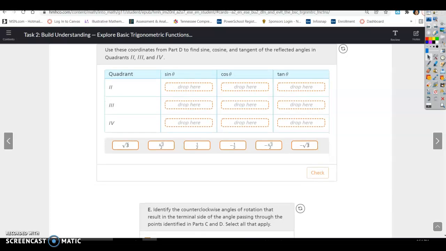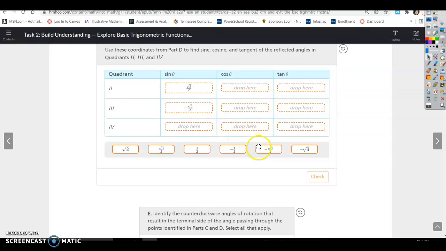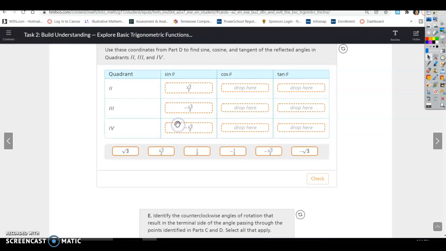All right, same thing, just we have reversed it from the 30, 60. Now we're looking at the 60, 30. So we're going to have square root of 3 over 2. Quadrant 2, remember the sine is our y value, so it goes up. Quadrant 3 goes down, quadrant 4 goes down. So we need negative square root of 3 over 2 for each of those. And then our cosine is our x value.